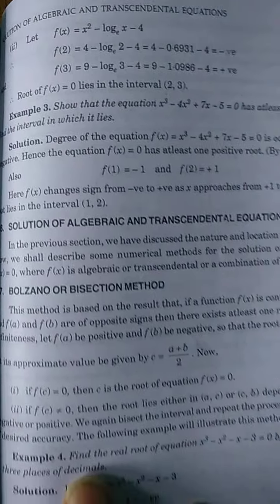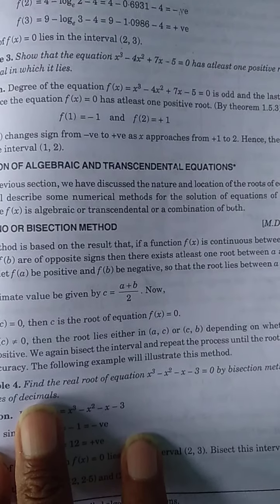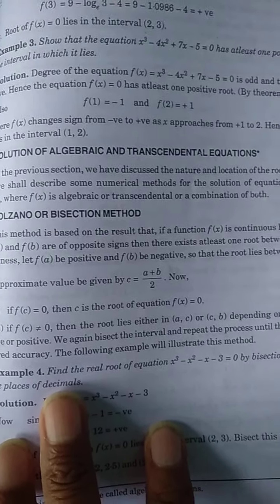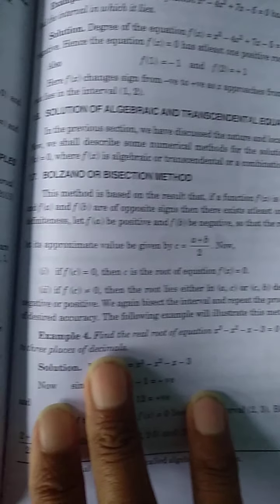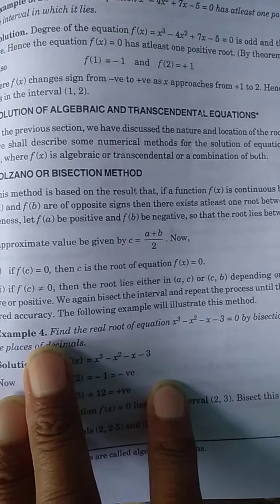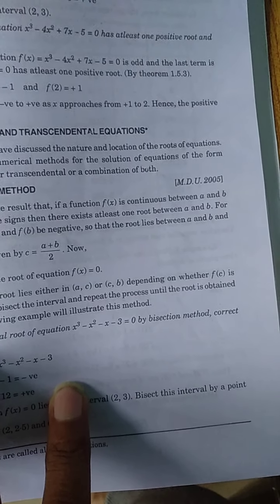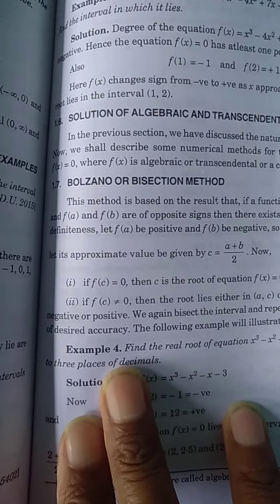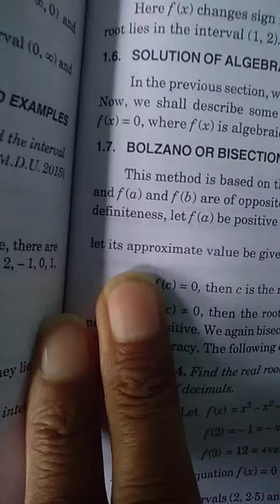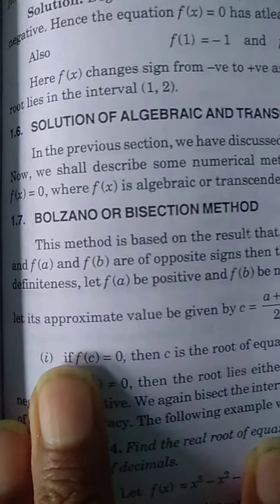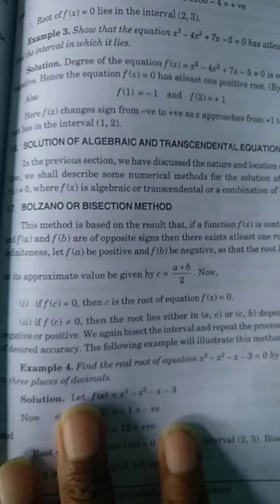Now in the next section we will discuss the solution of algebraic and transcendental equations. In the previous section we have discussed the nature and location of the roots of the equation. Here we shall describe some numerical methods for the solution of equations of the form f(x) equal to 0, where f(x) is algebraic or transcendental or a combination of both.